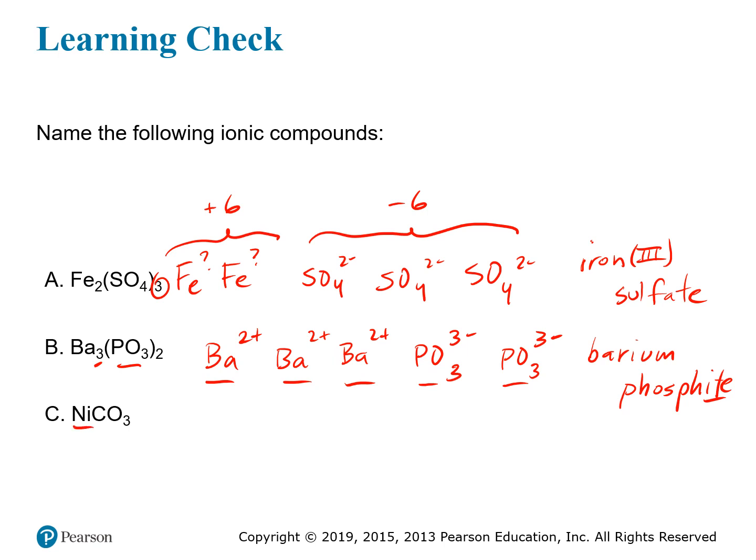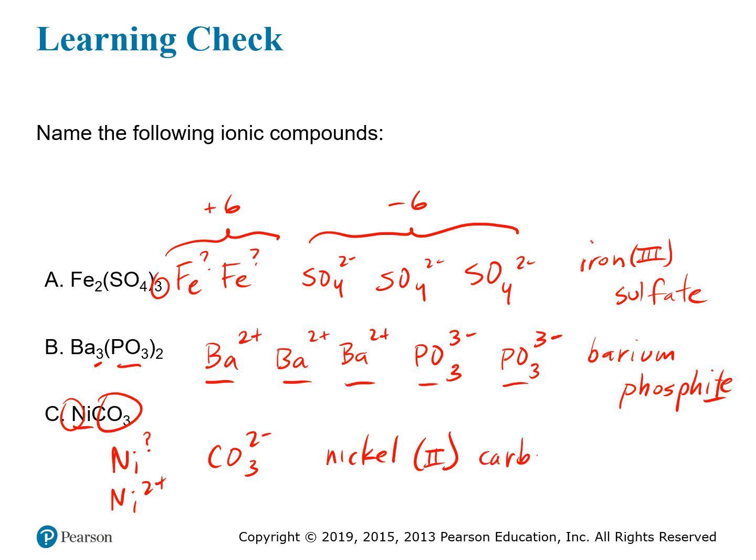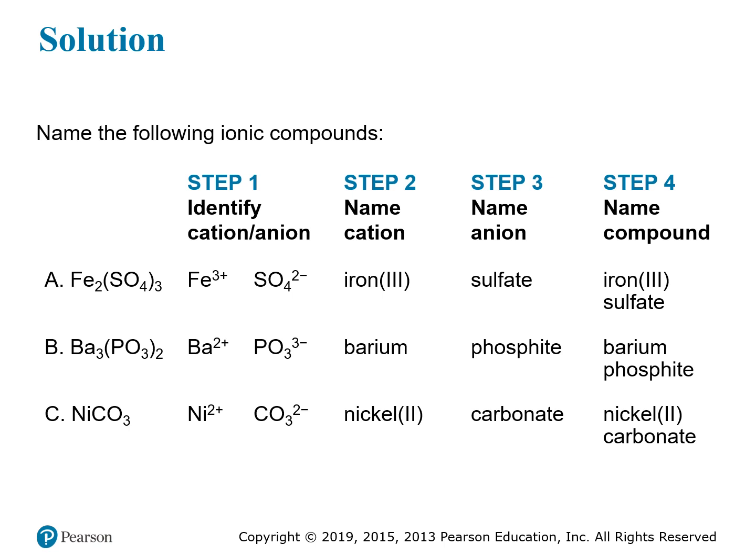The last one is NiCO3. Ni is nickel. It's a transition element, so we don't know what the charge is yet. But CO3 is carbonate. It's really CO3 2-. If you have one CO3 ion and one nickel ion, then the charges have to be equal and opposite. Carbonate is 2-, that means nickel will be 2+. Okay? And so this tells us the name is nickel 2, Roman numeral 2, carbonate. Okay? And here are the answers.